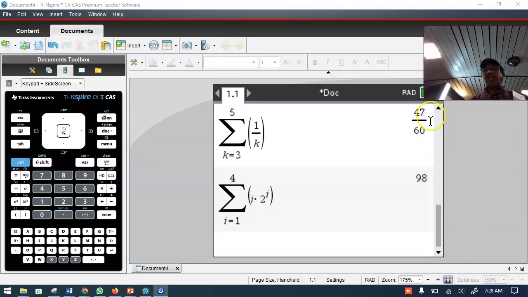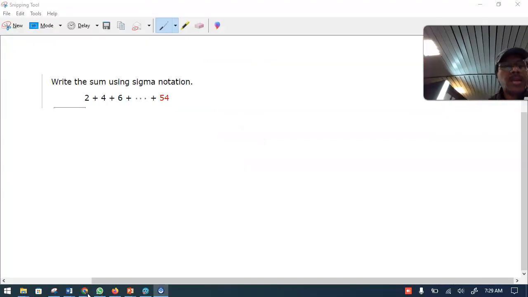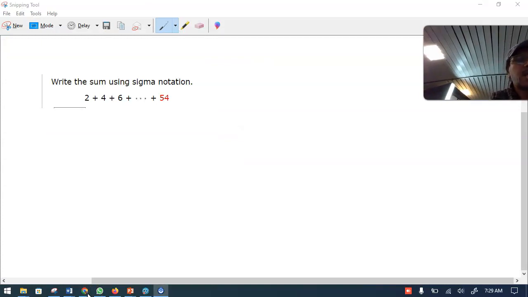Unless I made a mistake somewhere. Yeah, there you go. You got the answer. So let's move to the last one, I think. Yeah. Look at this question number 11. Write the sum of this, right?